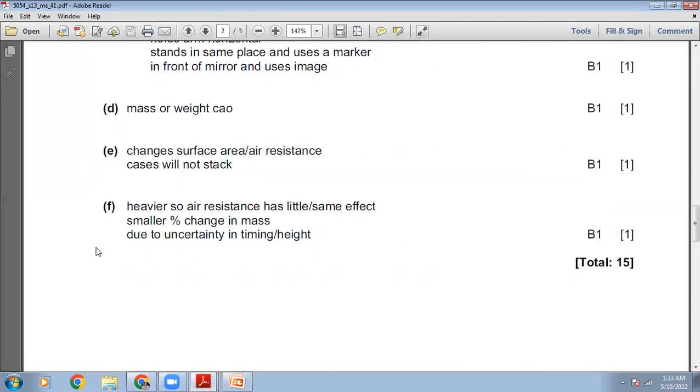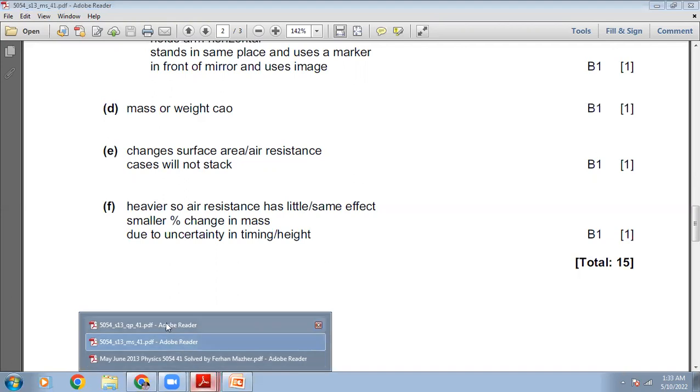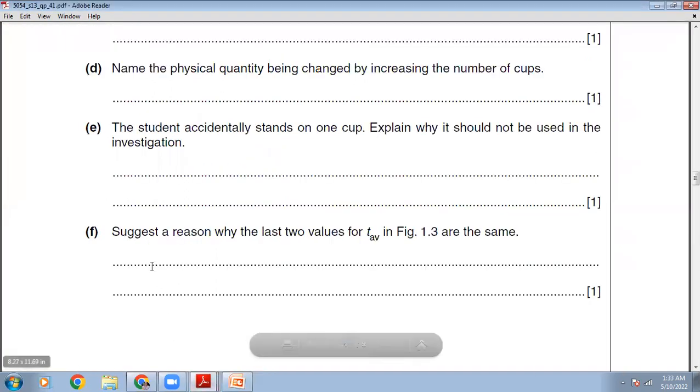And let's look at the marking scheme. Change in surface area, air resistance. The cups will not stack. Okay. So I said that.